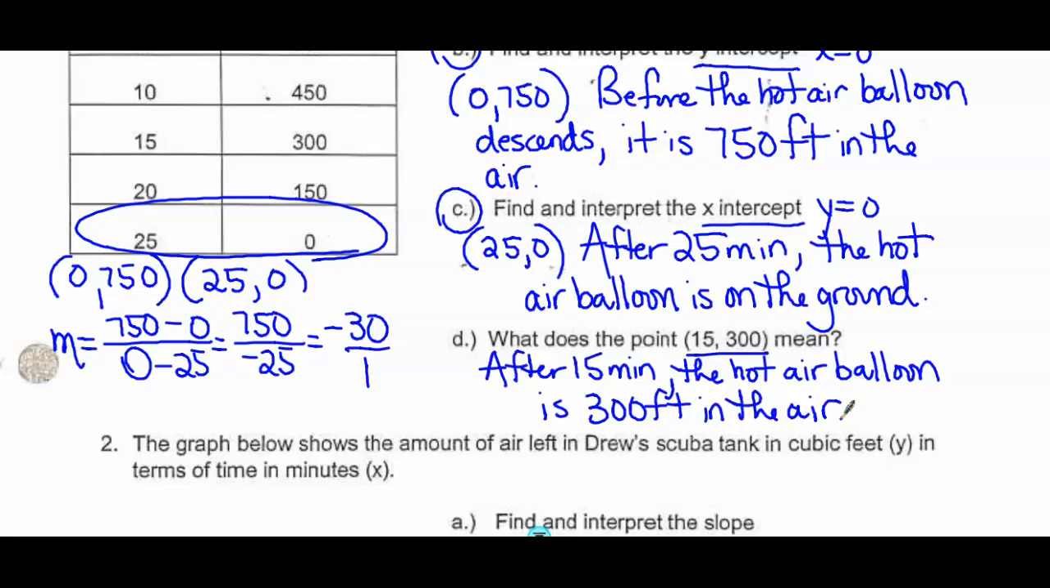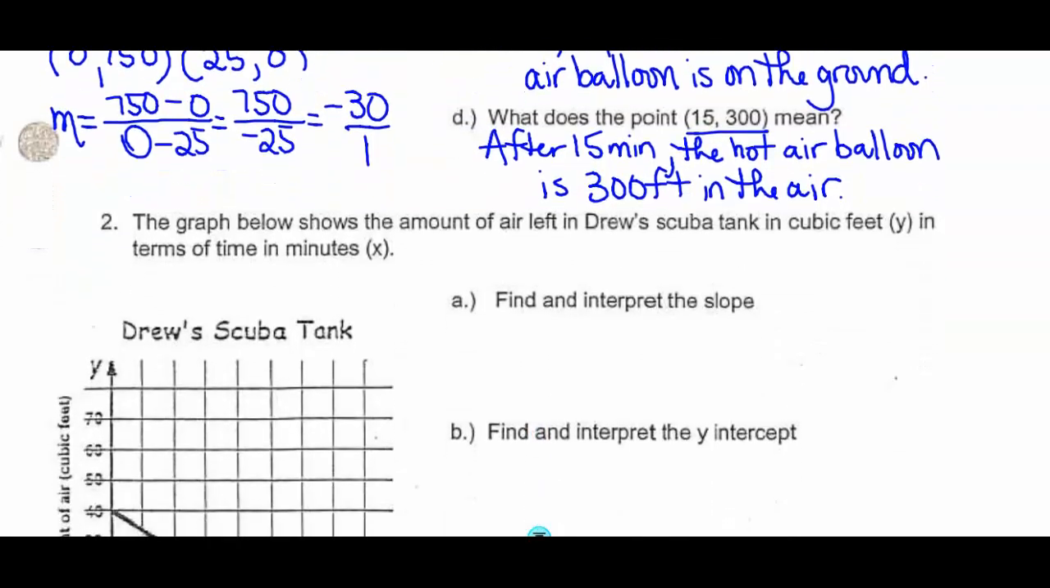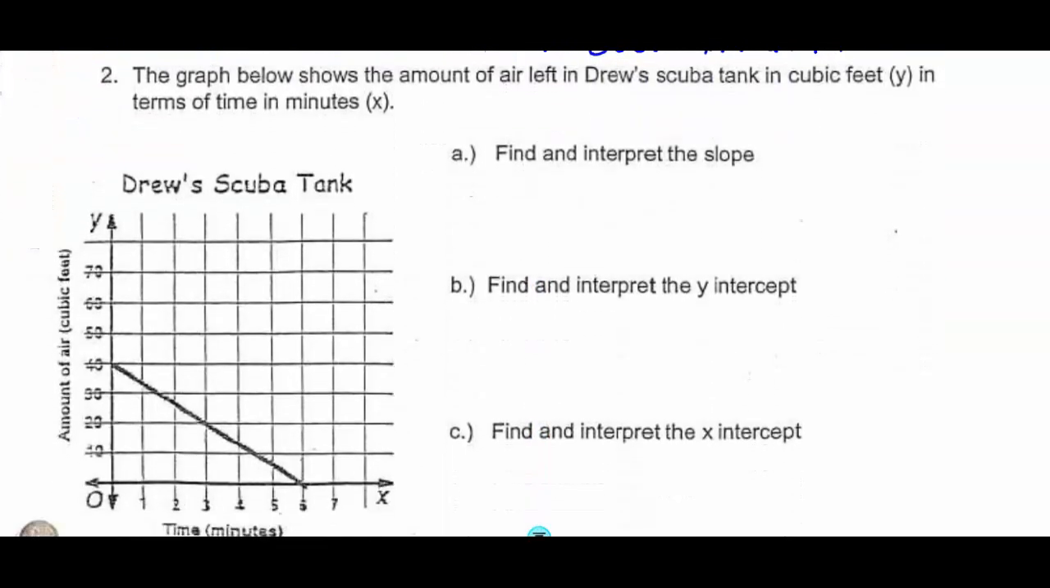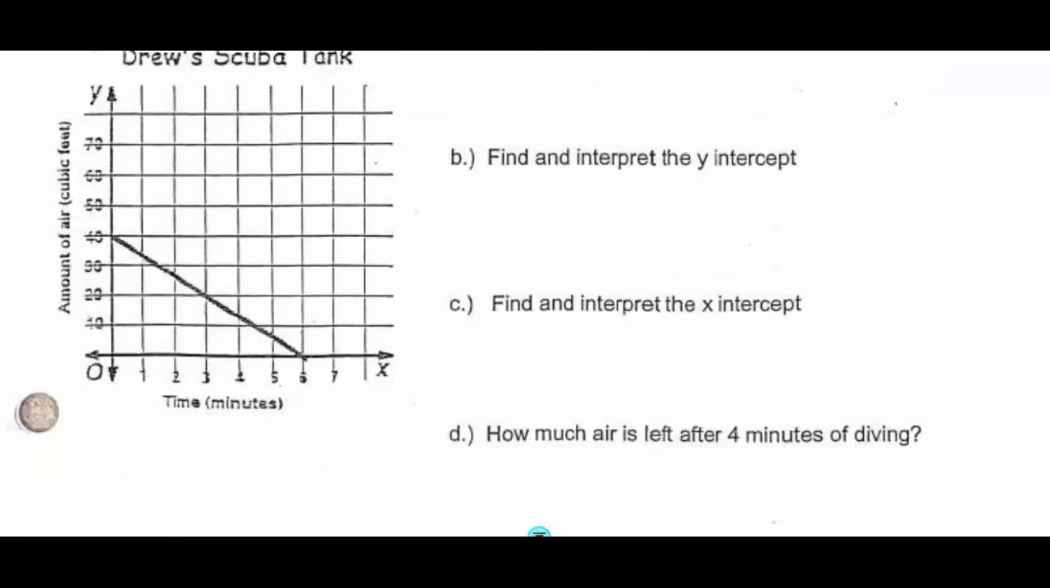The second example, we've seen this a couple times. The graph below shows the amount of air left in Drew's scuba tank in cubic feet, which is Y, in terms of time in minutes, X. Again, find and interpret the slope. Now when you have a graph, you can use the counting method. There's a point here, and there's a point here.